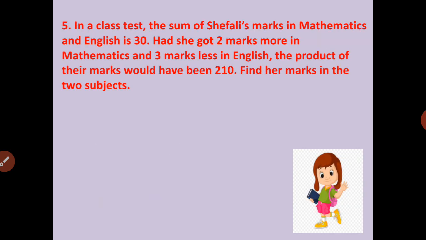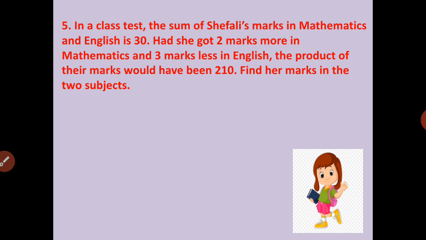Now let's continue with the next question, question number 5. In a class test, the sum of Shefali's marks in mathematics and English is 30. So the total marks is 30. Had she got 2 marks more in mathematics and 3 marks less in English, the product of their marks would have been 210. So that is the condition. We'll be dealing with the condition later on. Find her marks in the 2 subjects.